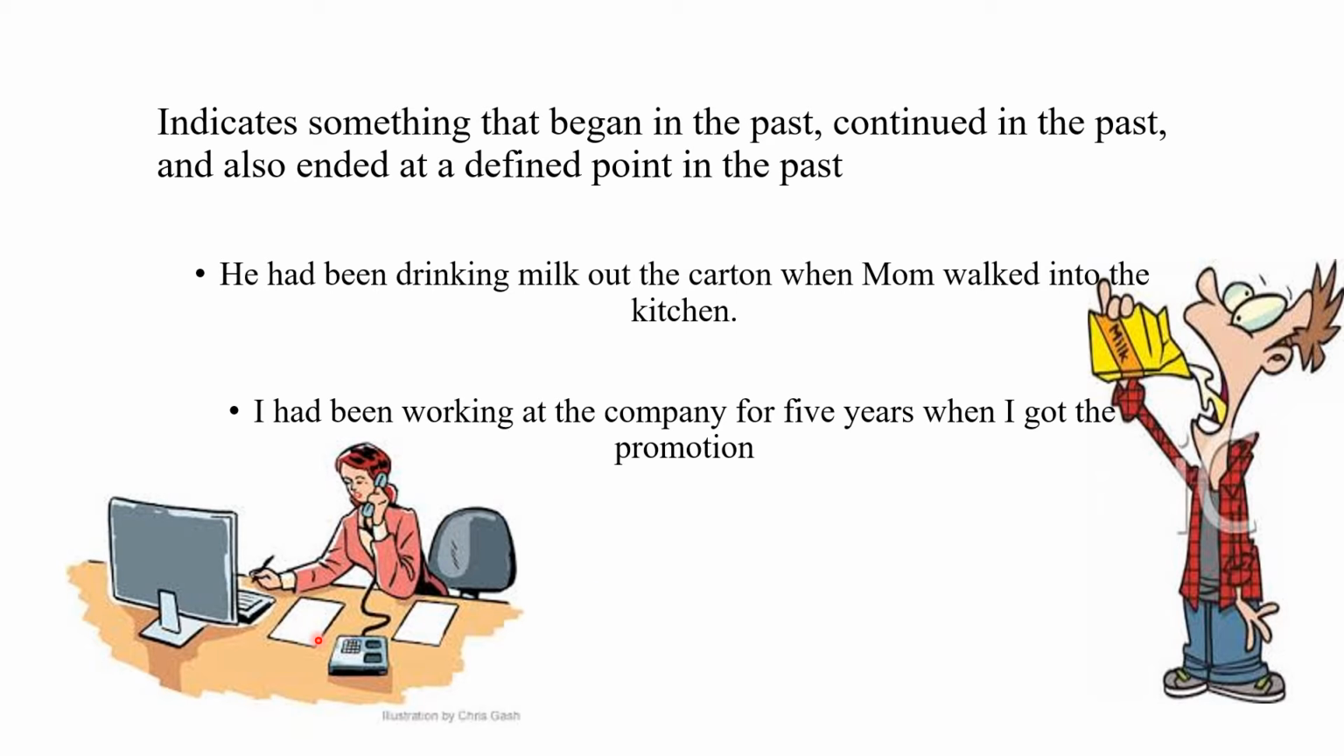Unlike the present perfect continuous tense, which indicates that an action began in the past and continued up to the present, the past perfect continuous tense is a verb tense that indicates something that began in the past, continued in the past, and also ended at a defined point in the past. For example, he had been drinking milk out of the carton when mom walked into the kitchen. This shows that the person had been drinking milk in the past for a defined period.